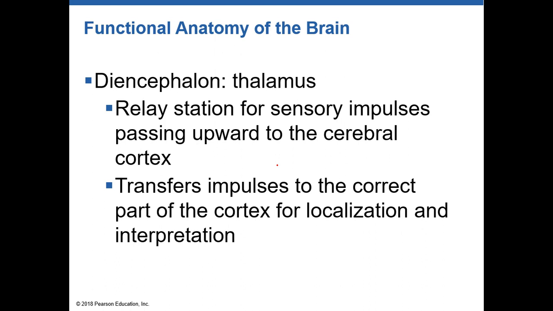Your thalamus is actually the relay station for any sensory impulses that you receive, such as the touch of something being cold, if you feel pain, maybe you feel pressure on your skin, and this passes up to your cerebral hemisphere, specifically the cortex part of it. The whole important part of this, and the reason that sensory impulses go through this, is because the thalamus actually helps transfer these impulses to the correct part of your cerebrum in order for it to interpret that information.